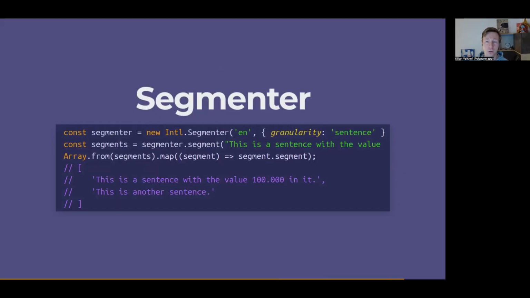And lastly, setting the granularity to sentence will break the text into sentences. Note that it correctly handles the period in the number 100,000 and doesn't mistake that for the end of a sentence. Now, unlike the word granularity option, there is no isSentence-like property. Everything it breaks the text into is a sentence.